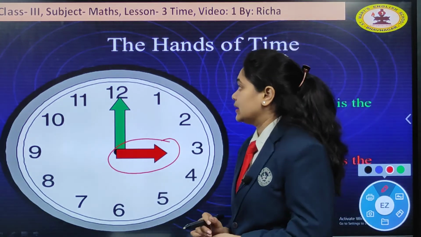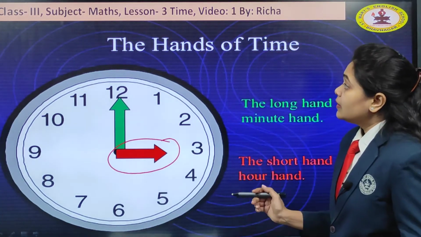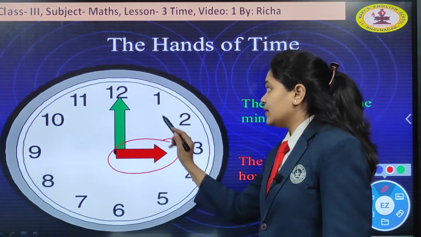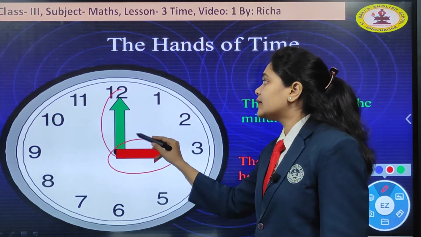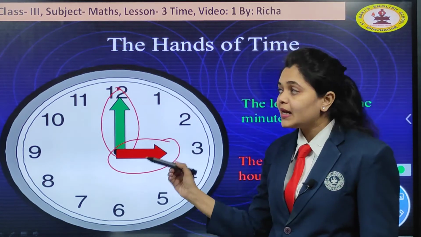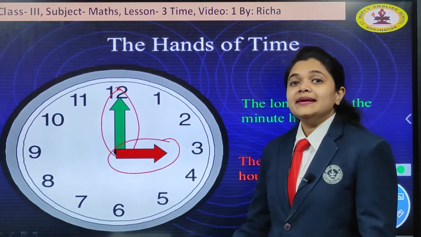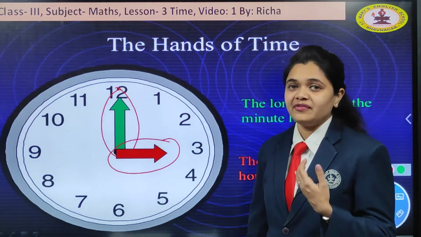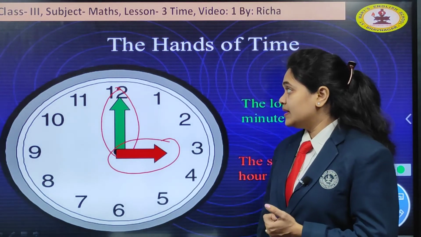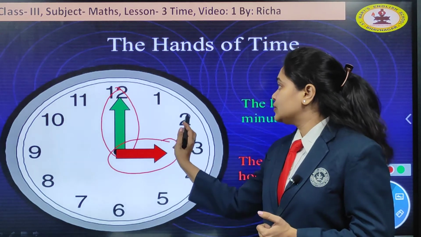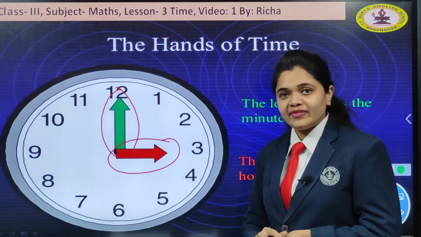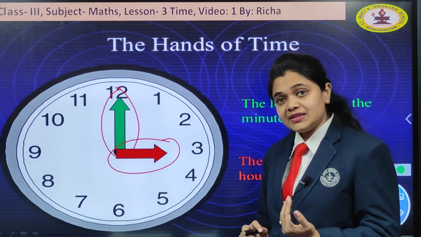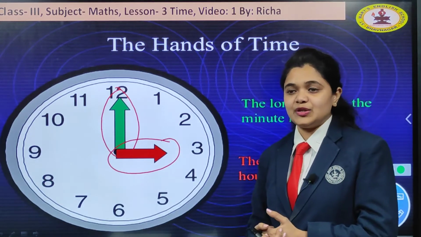Now children, the numbers which we can see over here, when this green color hand, that is the minute hand, moves further, it always moves in intervals of 5 minutes. That means from 1 to 2 you have 5 minutes. It takes 5 minutes to move from one digit to another digit.